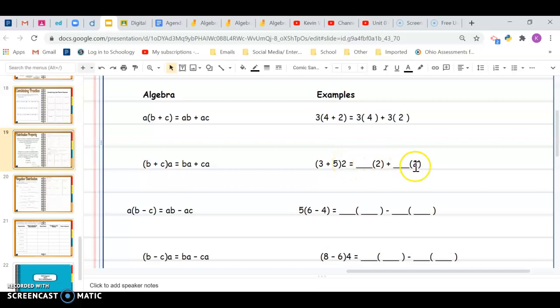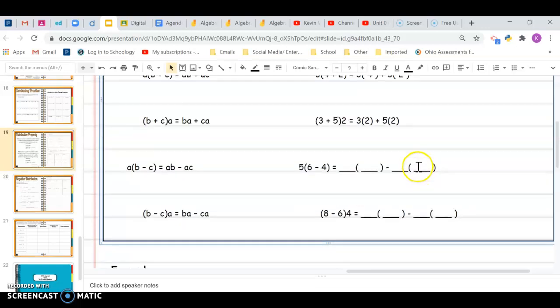So right here we have 3 plus 5 multiplied by 2. Now we know both of these things are going to be multiplied by 2, so we have to make sure that we have over here a 3 times 2, and then over here a 5 times 2, just so we're making sure that we're on the ball with that.